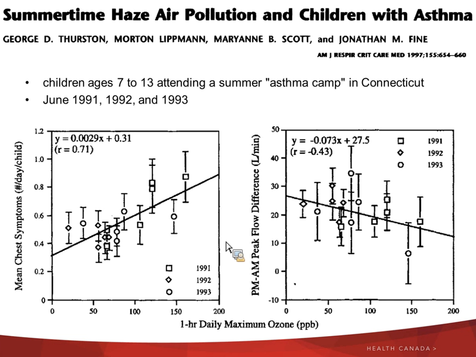So this was in Connecticut, outside of large urban centers, and you can see that the ozone exposures during the study exceeded 150 parts per billion. And so the figure on the left shows the increase in reporting of respiratory symptoms in association with ozone, and on the right, the decrease in peak flow in association with ozone. So again, this was exploiting the fact that you have children exercising outdoors in a setting with high ozone.